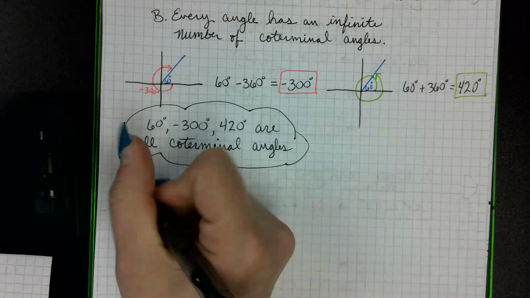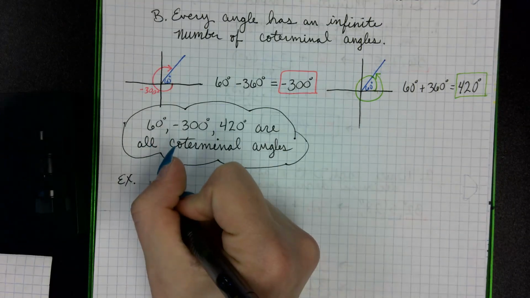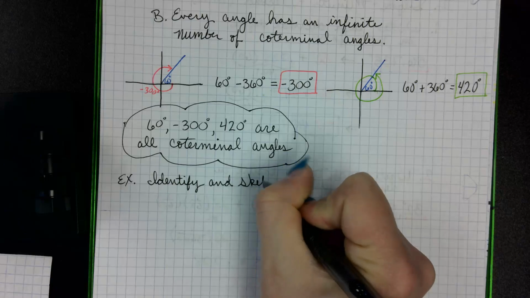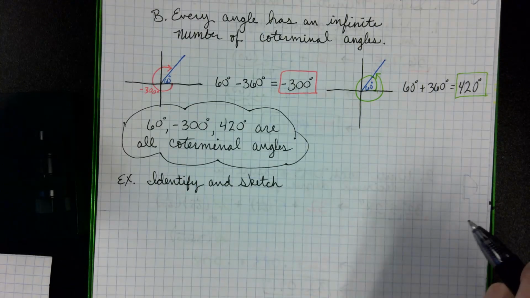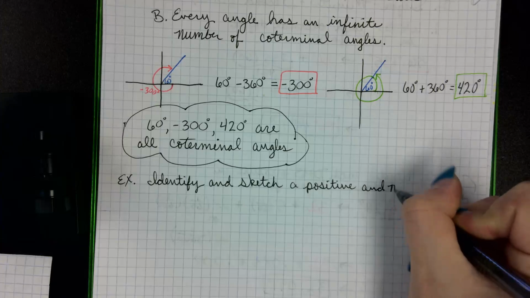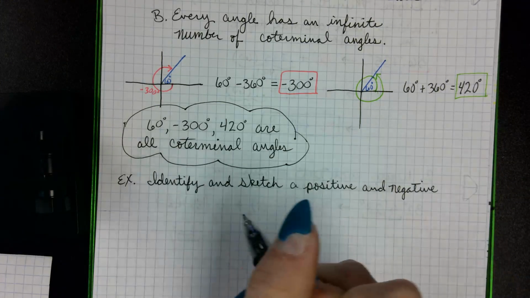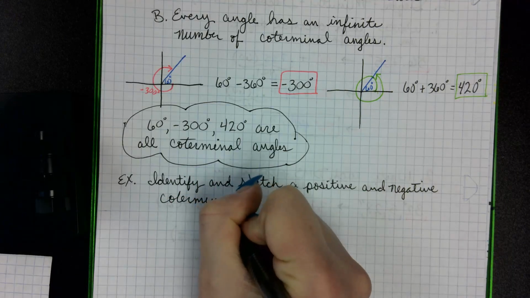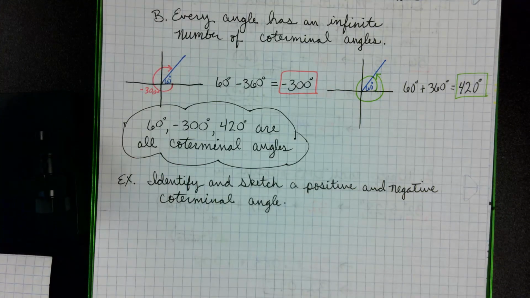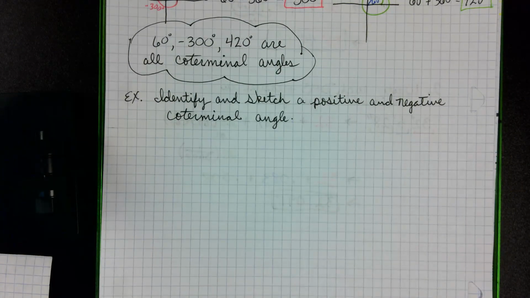All right, so then an example of what your assignment looks like. Identify and sketch a positive and negative coterminal angle. The first line of instructions for the assignment I'm going to give you from the book says list all the positive and negative coterminal angles, but we're not worried about that notation. So kind of ignore that first sentence of instructions. What you're going to do is identify and sketch one positive and one negative coterminal angle.